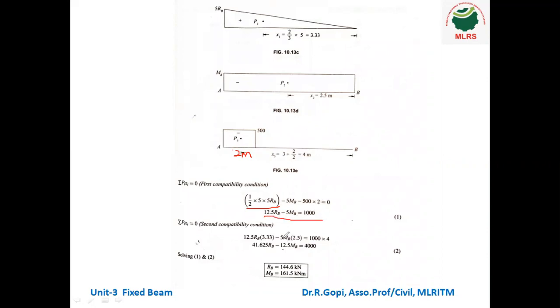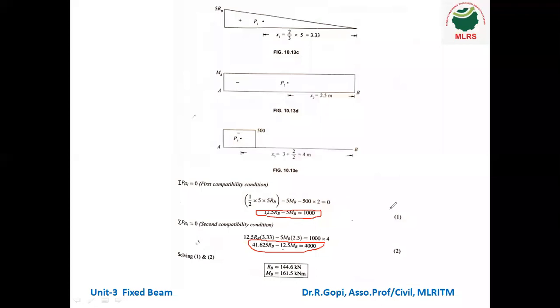Next, coming to second equation. So as usual, you can write here the same areas multiplied by the corresponding centroid distances. The first centroid distance is 3.33 and the second one is 2.5 and the third one is 4. Okay, so we arrived at the second compatibility equation. Now you solve these two equations, this first equation and this second equation.